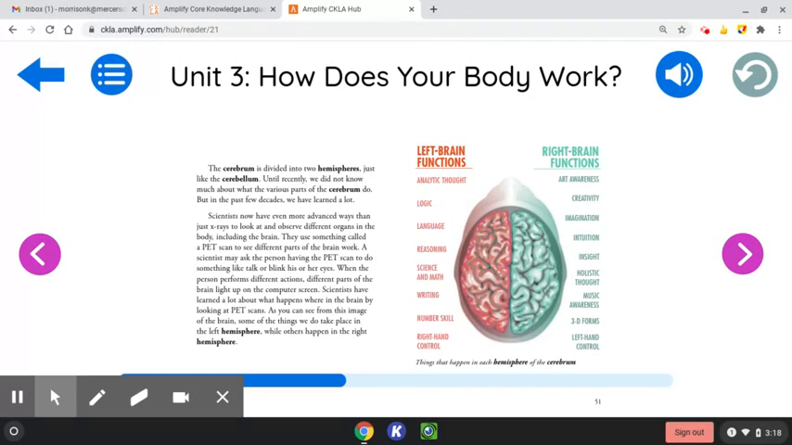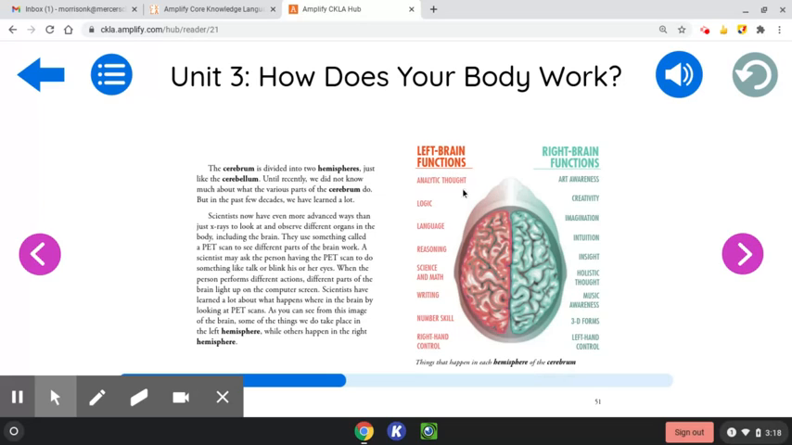A scientist may ask the person having the PET scan to do something like talk or blink his or her eyes. When the person performs different actions, different parts of the brain light up on the computer screen. Scientists have learned a lot about what happens where in the brain by looking at a PET scan. As you can see from this image of the brain, some of the things we do take place in the left hemisphere, while others happen in the right hemisphere. So over here, it kind of shows us the things that happen in each hemisphere of the cerebrum.